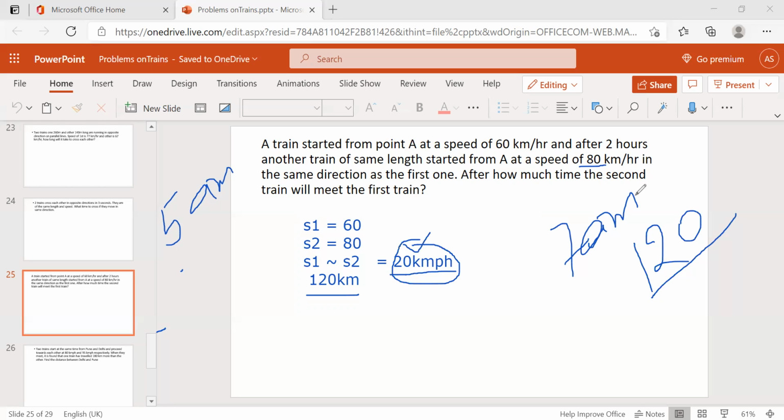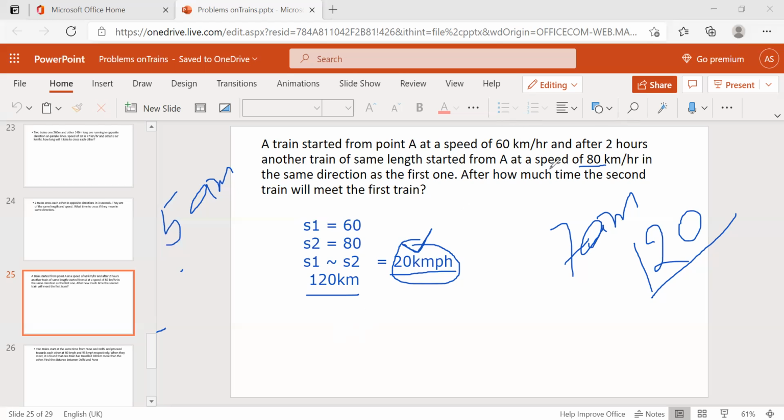We have a formula also for this, but better to go with the concept, then you will get the marks and it will definitely be correct. For that, you need to understand clearly what the question is asking. So when the second train started, the first was already 120 kilometers ahead. This 120 kilometers we need to cover with this extra 20 kilometers per hour. Then we'll reach the first train automatically, right?